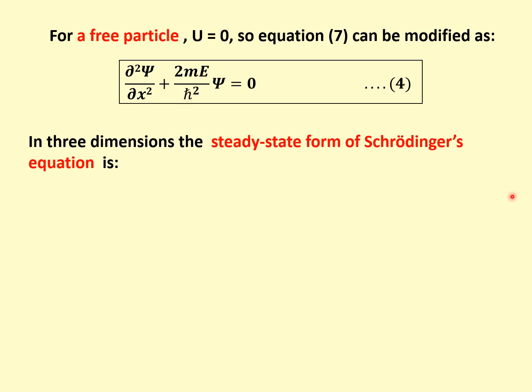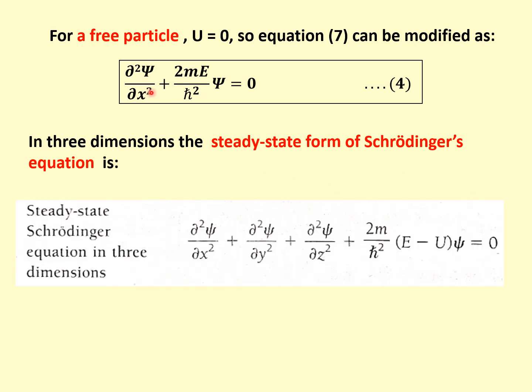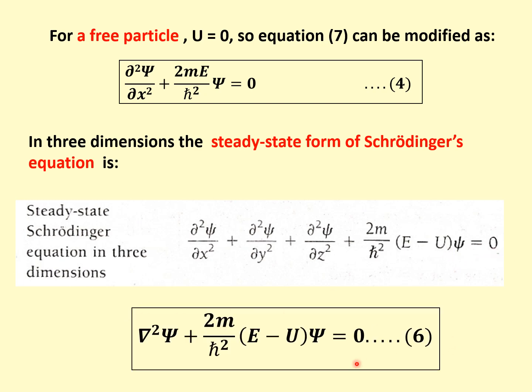And in the three-dimension case, this is for only one dimension, the x axis, so we will also take ∂²ψ/∂y² plus ∂²ψ/∂z² plus 2m by ħ² (E minus U) ψ equals 0. So this is the Schrodinger wave equation for the three-dimension case, or we can write this term as del square also, del square ψ plus 2m by ħ² (E minus U) ψ equals 0.